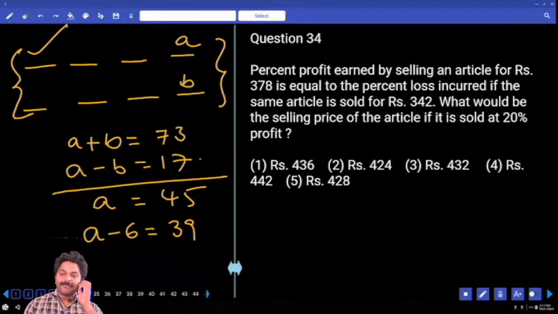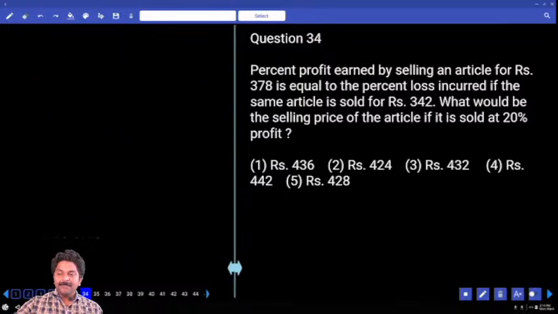The percentage of profit earned by selling an article for 378 is equal to the percentage of loss incurred if the same article is sold for 342. What would be the selling price of the article if it is sold at 20% profit?